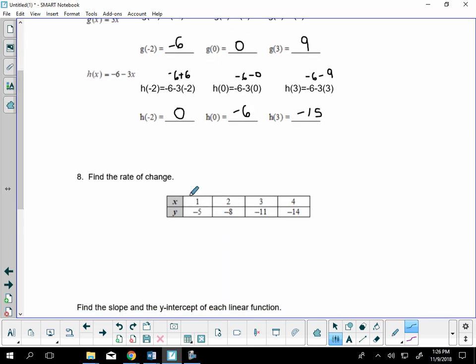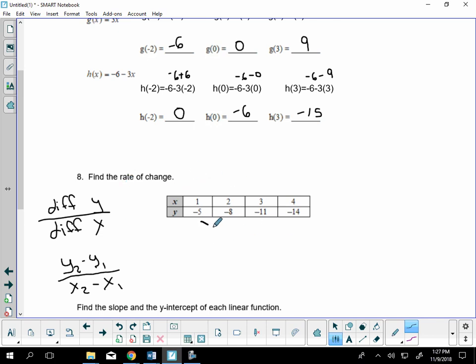Rate of change, that's the difference of your y's over the difference of your x's. Sometimes we also say y sub 2 minus y sub 1. That's a difference because you're subtracting, over the difference of your x's, x sub 2 minus x sub 1. Rate of change and slope mean the same thing.